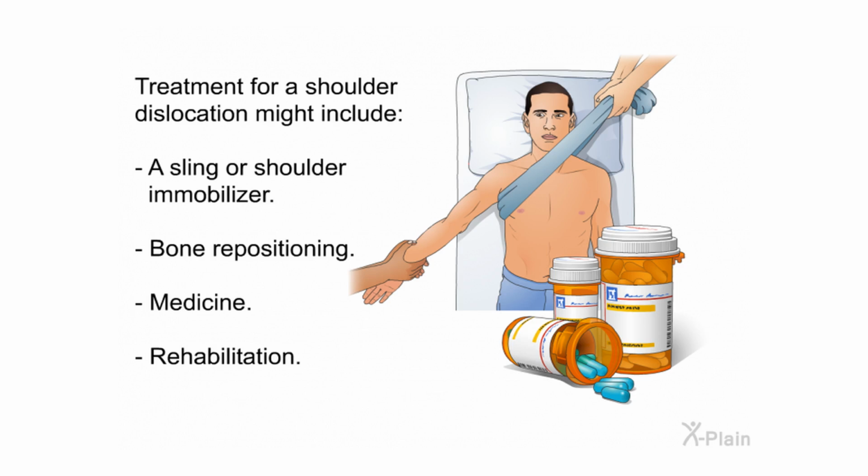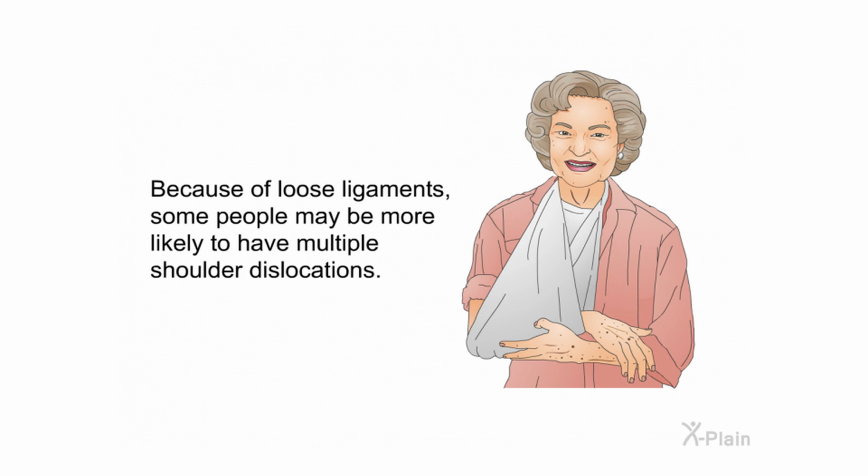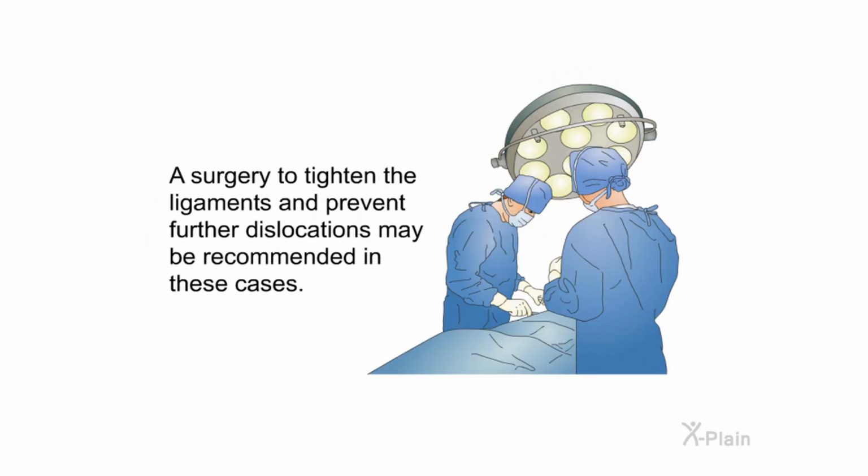Treatment for a shoulder dislocation might include a sling or shoulder immobilizer, bone repositioning, medicine, and rehabilitation. Because of loose ligaments, some people may be more likely to have multiple shoulder dislocations. A surgery to tighten the ligaments and prevent further dislocations may be recommended in these cases.